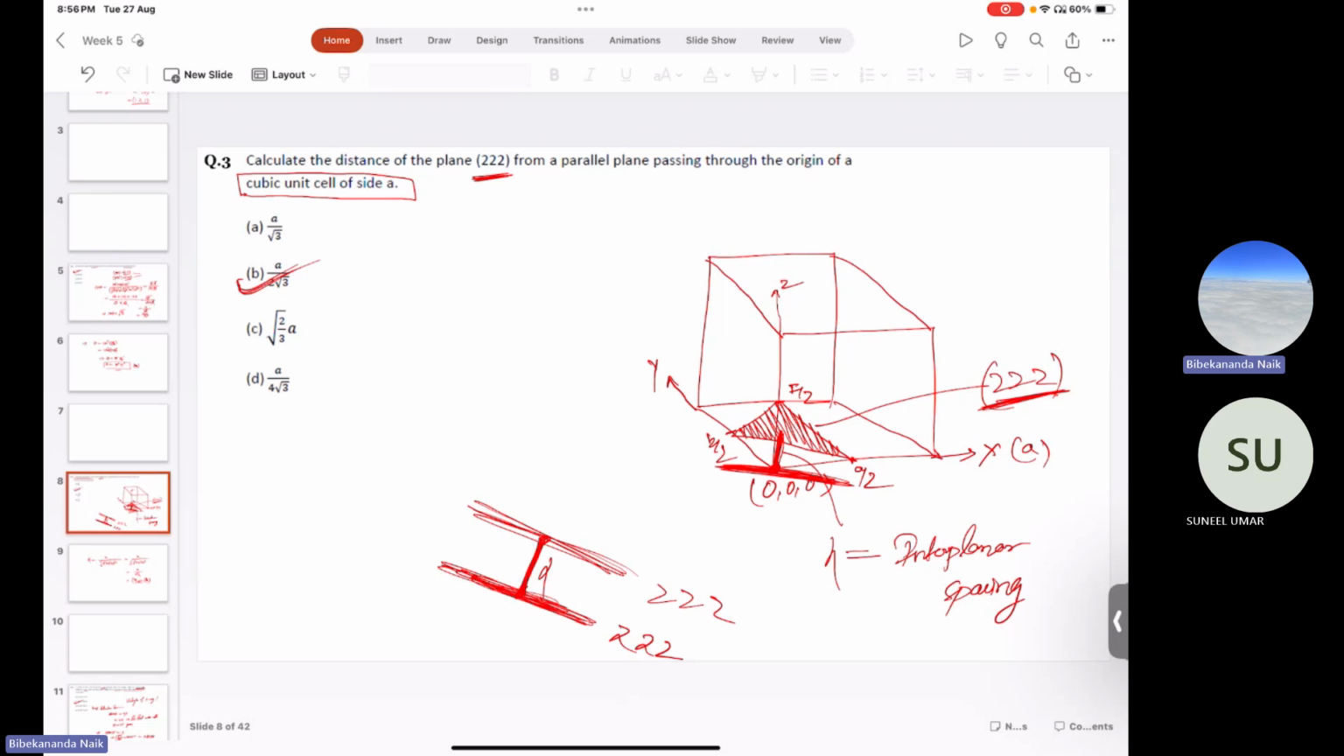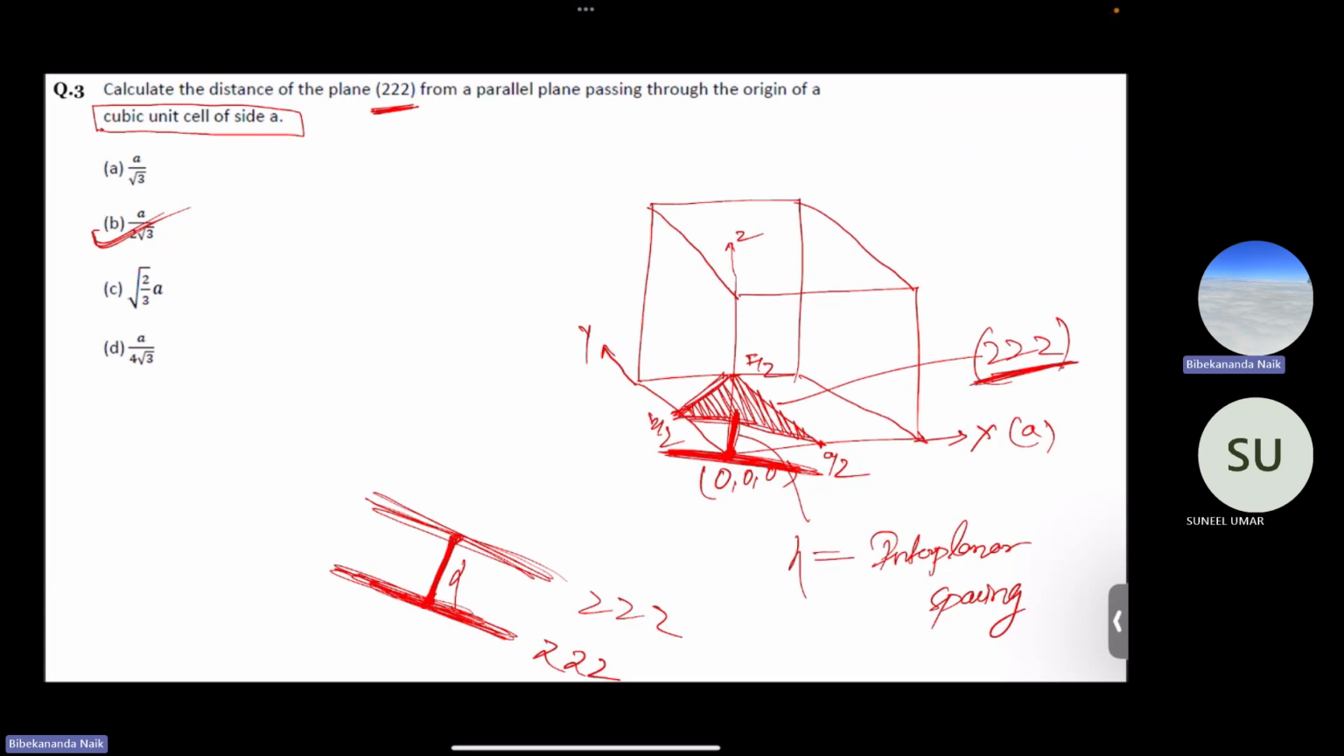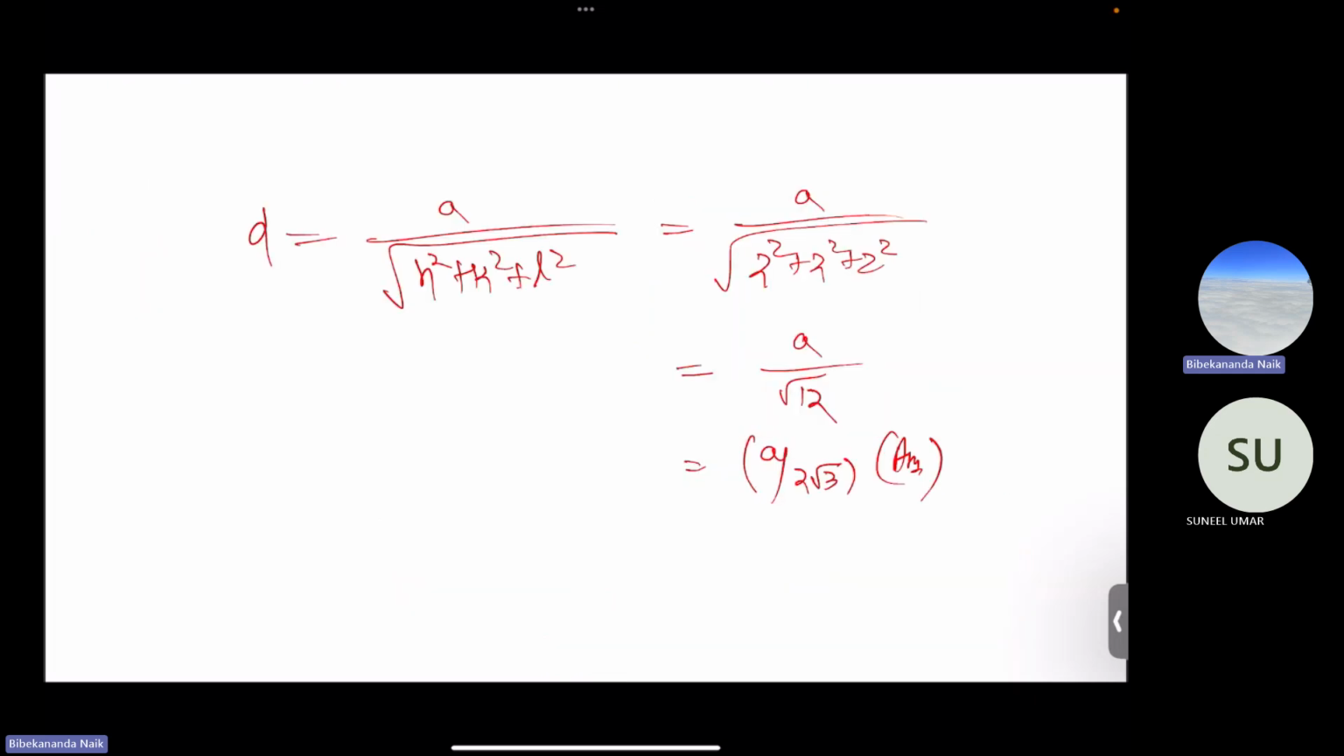Because if you define another origin, suppose you define the origin in the plane, let me draw, so this was the plane and this was the origin. But if you draw the origin in this plane, then with respect to this origin, this plane again will be 2, 2, 2. So these are two parallel planes, and the distance between these two planes is the interplanar spacing. The formula is d equals a by root of h squared plus k squared plus l squared.